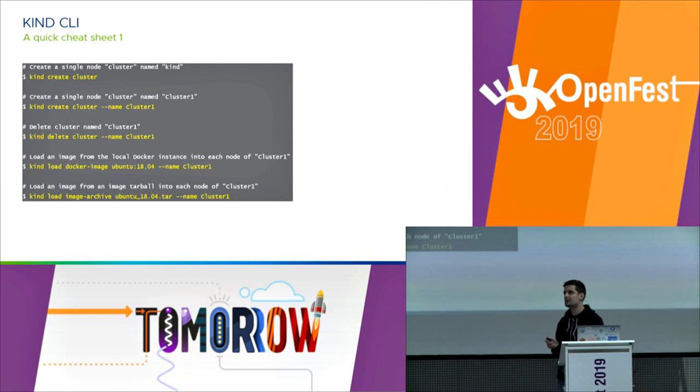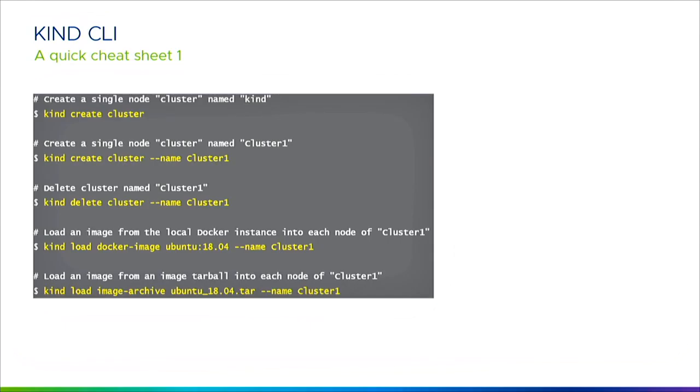This is how the CLI works. This is a quick cheat sheet, and it's page one of it. Here we start with creating a cluster. Creating a kind cluster is really simple.